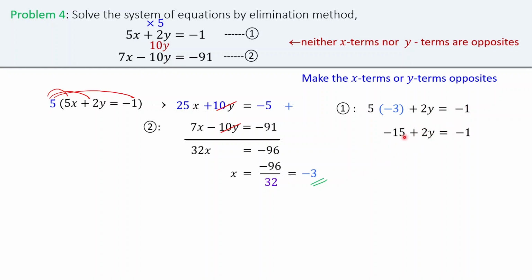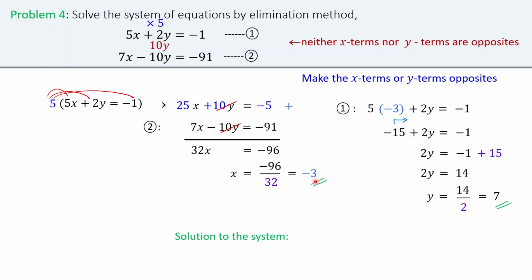Now isolate this term by moving this term to the right. 2y is equal to negative 1, negative negative 15, so add positive 15. 2y is equal to negative 1 plus 15, which is 14. Now divide both sides by 2 and isolate y. So y is equal to 14 divided by 2, which is 7. So the solution is negative 3 comma 7.